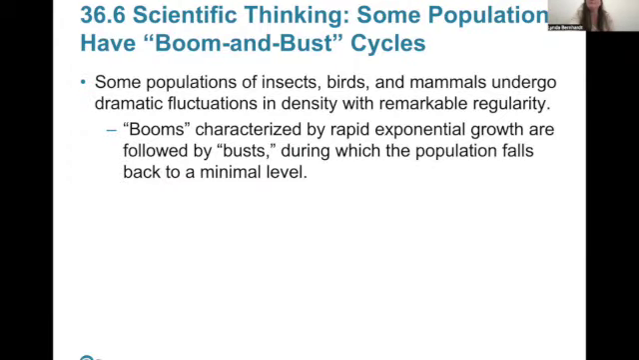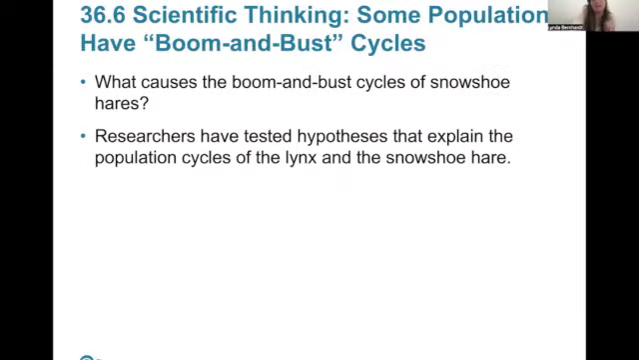Let's see. Boom bust cycles. I actually like these. These are where there is a poof, boom, like there is so much an increase in population, but then that caused such a stress on the population that bam, it immediately drops.